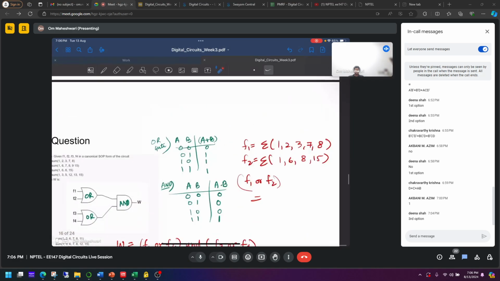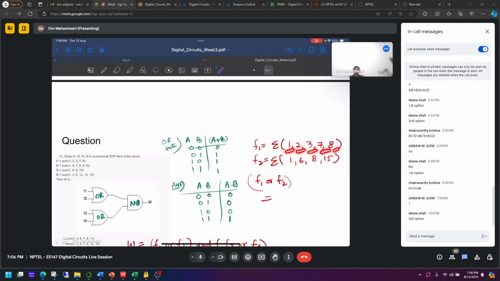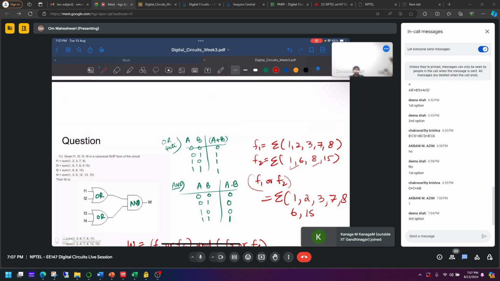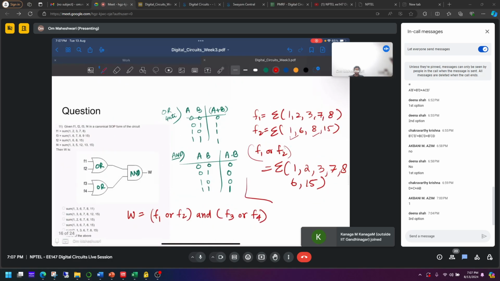Similarly, at all these terms 1, 2, 3, 7, 8, there is a 1 in F1. Similarly for F2, there is a 1 at 1, 6, 8, and 15. And the OR gate says wherever there is a 1, the answer of the OR gate will have a 1. So in all of these numbers there is a 1. So F1 or F2 is simply all the numbers together: 1, 2, 3, 7, 8, and 1 is already there, and 6, 8, 8 is already there, and 15.